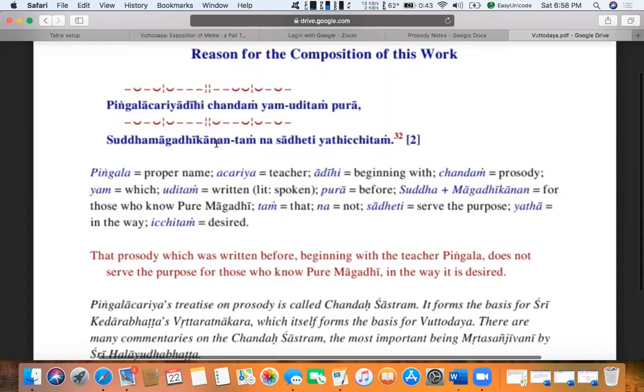And that is the reason for the composition of this Vuttodaya book. There were some prosodies in ancient times like Chandashastram and Vruttaratnakara. Both of them and other prosodies also were in the Sanskrit language. There was not a single book to learn prosody in Pali language or Magadhi language. So that's why Venerable Sangharakshita composed this Pali prosody called Vuttodaya.